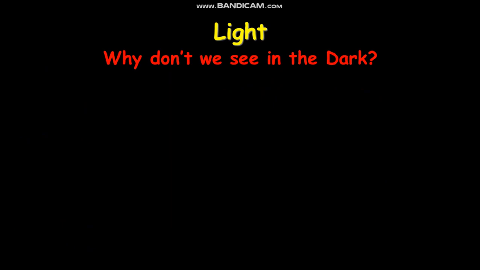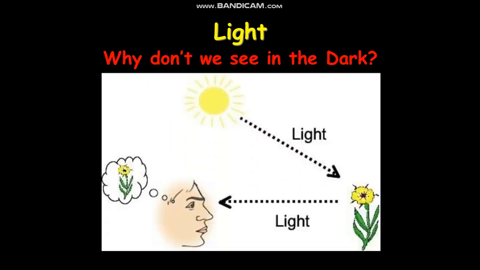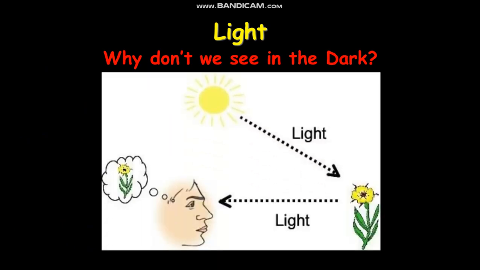We studied light. We discussed a simple question: why don't we see in the dark? We don't see in the dark because we need light to fall on the object, then reflect to our eyes. That's why we don't see in the dark.